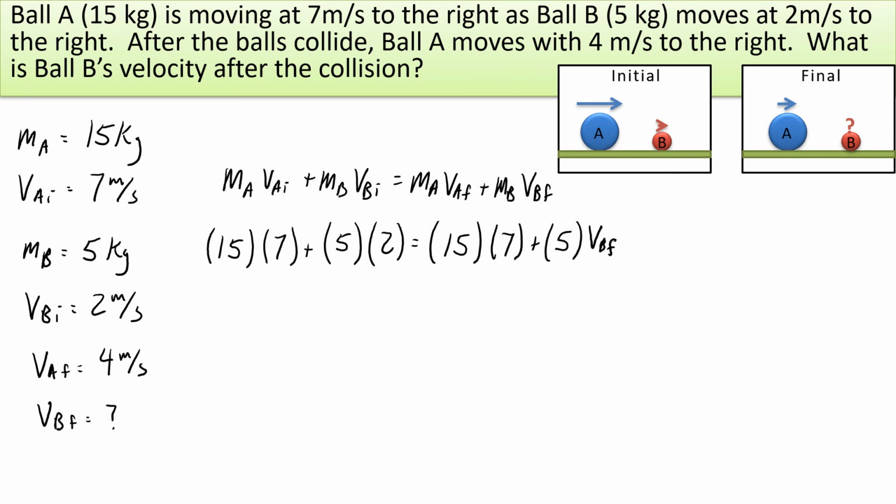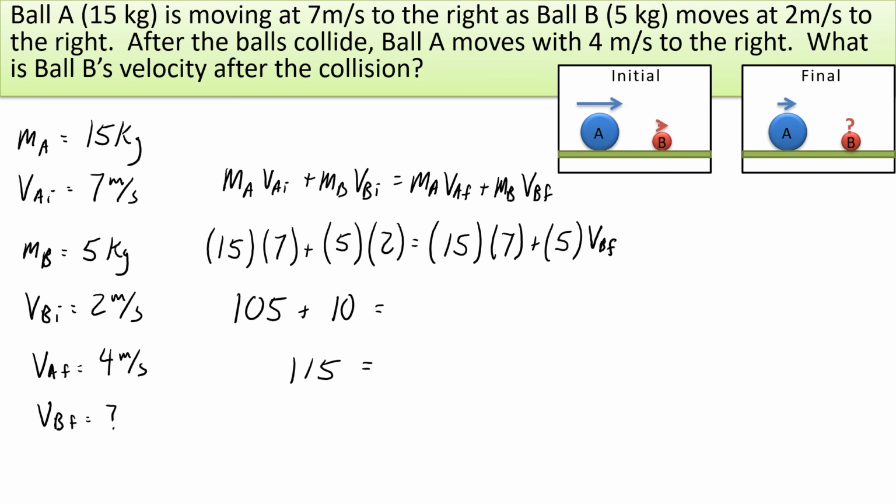So as you solve this, really keep in mind, this is the initial momentum of ball A. Right? It's 15 times 7, so you get 105 kilogram meters per second. That's the initial momentum of ball A, plus 5 times 2, 10 kilogram meters per second. That's the initial momentum of ball B. So the initial momentum of the whole system is 115 kilogram meters per second.